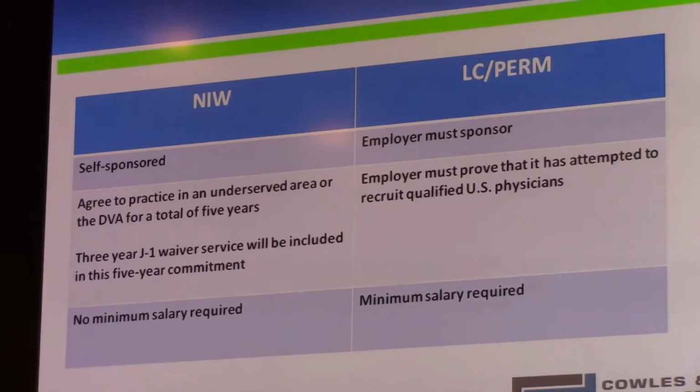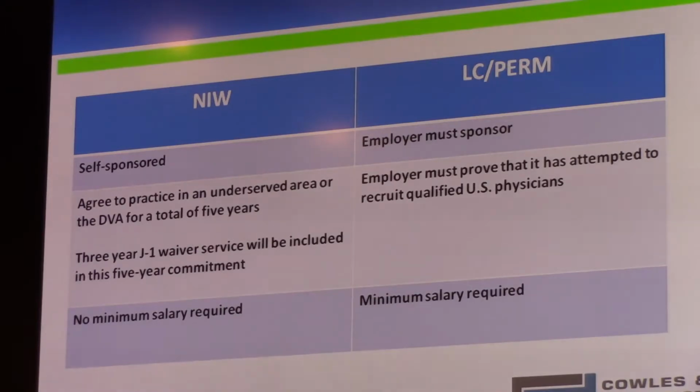So we have here a little chart comparing the national interest waiver and the labor certification. With the national interest waiver, you self-sponsor, meaning you file the petition for yourself. Yes, you need the employment agreement for 5 years, but it's only to document that you have a commitment to work in the underserved area for the full 5 years.